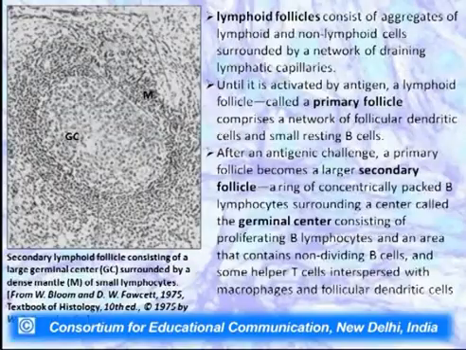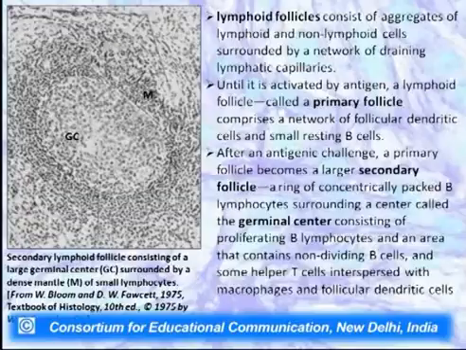Now, lymphatic tissue can have lymphoid follicles, which consist of aggregates of lymphocytes and non-lymphocyte cells surrounded by a network of draining lymphatic capillaries. As we have understood while defining lymphatic tissue, it could be diffuse or it could be organized. So, technically, when we are talking about the organized lymphatic tissue, it is an aggregation of lymphoid as well as non-lymphoid cells. Generally, most of these organized lymphoid tissues are surrounded by a network of draining lymphatic capillaries.